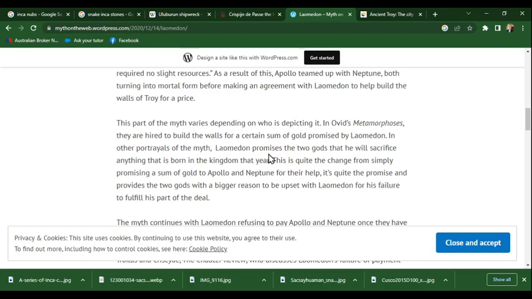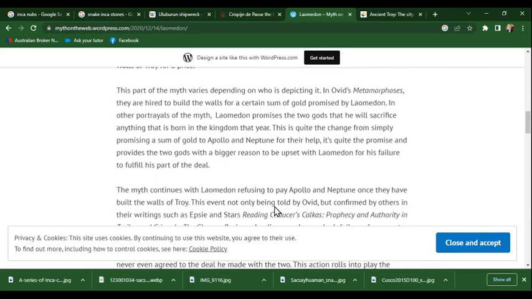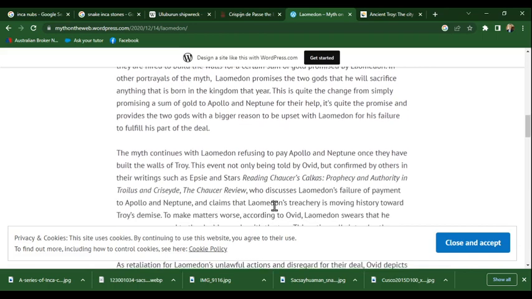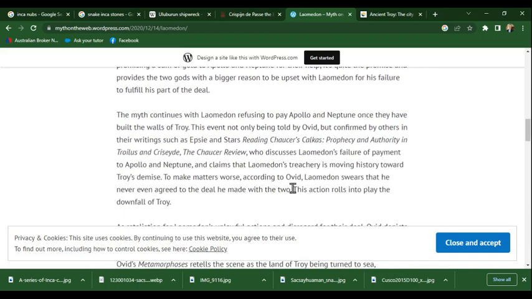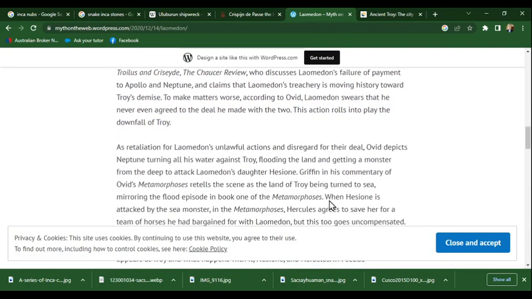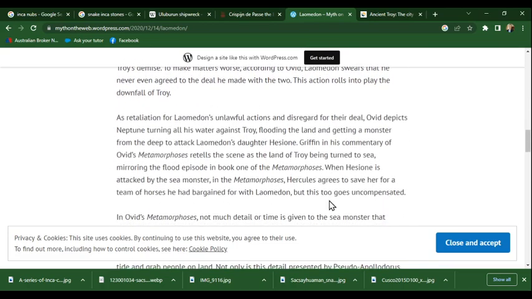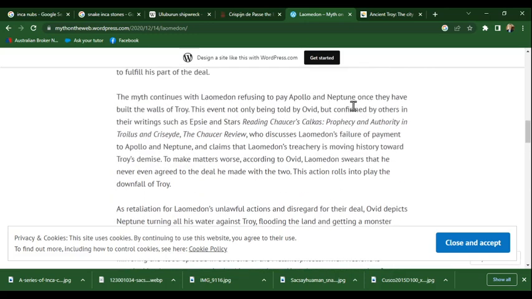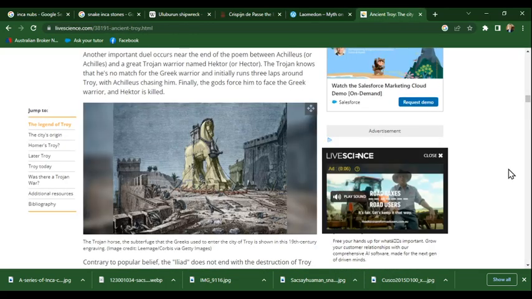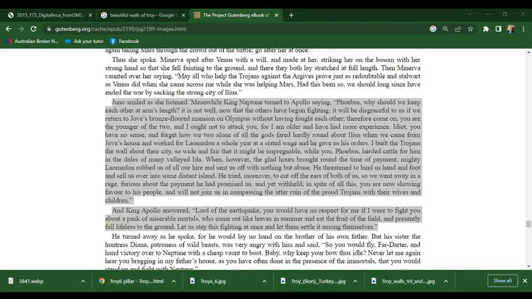Laomedon says he'll sacrifice anything born in the kingdom that year. There's different versions of it. He doesn't live up to his bargain, and we don't know what happened next. It's lost to history. But Laomedon swears he never even agreed to the deal he made with the two. The action rolls into a play of the downfall of Troy, and that is seen as a broken promise. So we see more of that in the actual Iliad. Okay, so basically Homer goes on and on about the walls being heaven built or being beautiful.